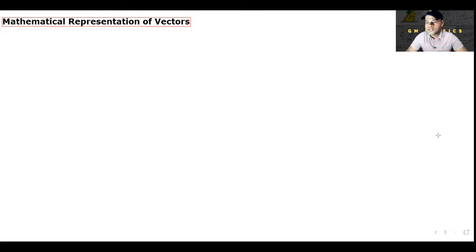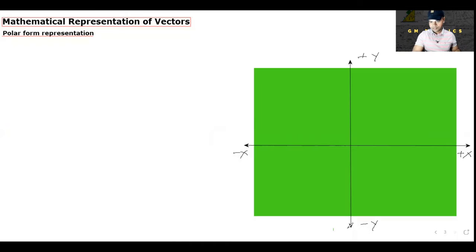For both of these, we are required to have a good understanding of what a Cartesian coordinate system or rectangular coordinate system is. Both are the same thing. If you don't understand it, kindly check the video I have provided in the link of this video lecture. Just check that video, understand it, and then return to this video. All right. So first of all, polar form representation.